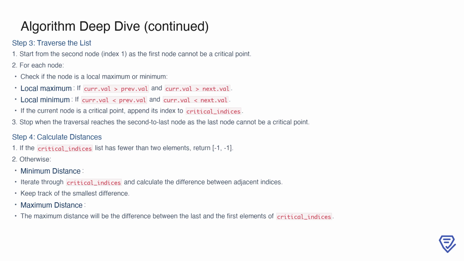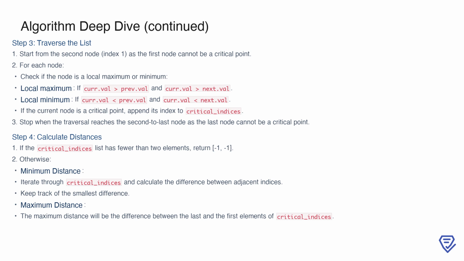Since the first and last nodes cannot be critical points, we start at the second node, which has an index of 1. For each node, we check if it satisfies either of the 2 conditions for being a critical point. A node is a local maximum if its value is greater than both its previous and next nodes, and a local minimum if its value is smaller than both its previous and next nodes. If the current node meets either of these criteria, we add its index to critical_indices.